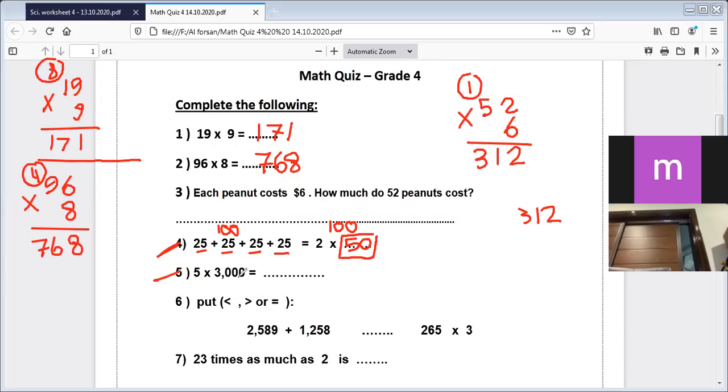Here in number 5, the answer we have 3 zeros. 1, 2, 3. Then 3 times 5 is 15. So basically it's 15,000.